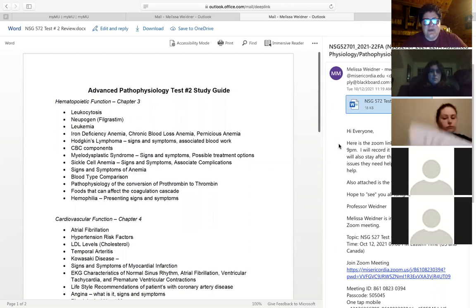This is kind of a heavy content chapter, but hopefully you have some basis for some of this information to begin with. But we'll go over chapter number 3 first. You'll need to know, and this kind of goes with the CBC components, but just know what the different CBC components are and what they mean.